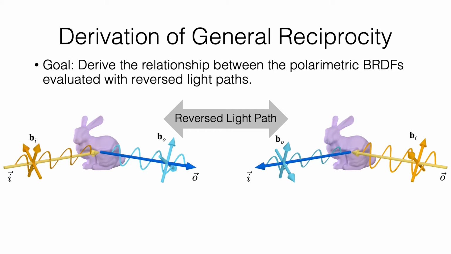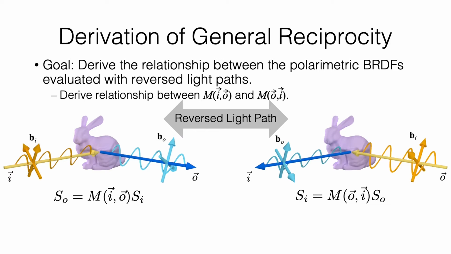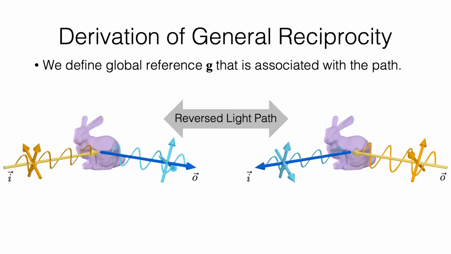We consider a pair of reciprocal paths with polarized light. The polarization states are determined under local references. We use the Stokes vector S to represent polarization states and the 4x4 Mueller matrix M to represent polarimetric BRDF. Our goal is to derive the reciprocity property of M when it's evaluated with reciprocal path.